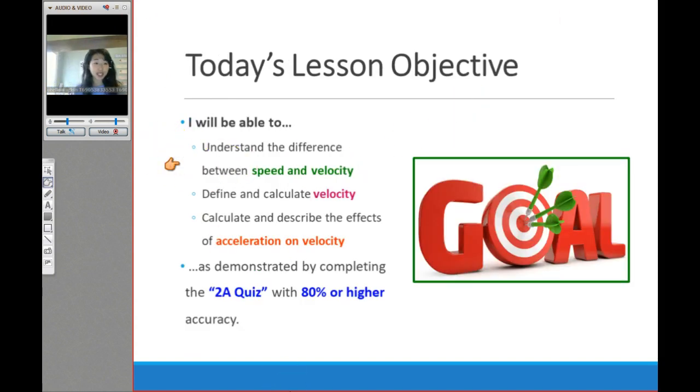Today we should specifically be able to understand the difference between 2 terms, speed and velocity. How many of you have ever heard of those terms before? Give me a smiley face. Speed and velocity. You've probably heard them as synonyms before, meaning they mean the same thing in your brain, which is fine in everyday life.